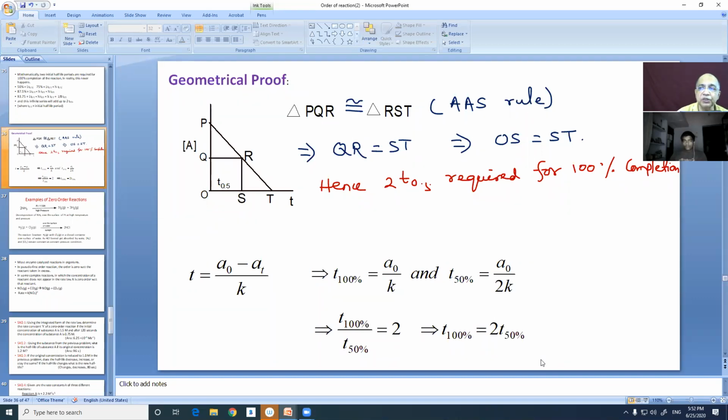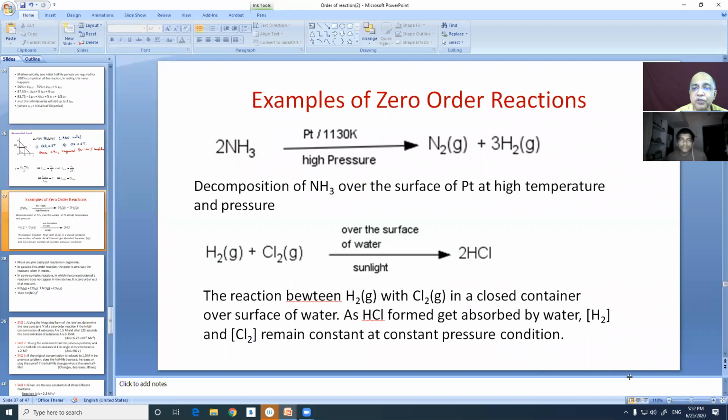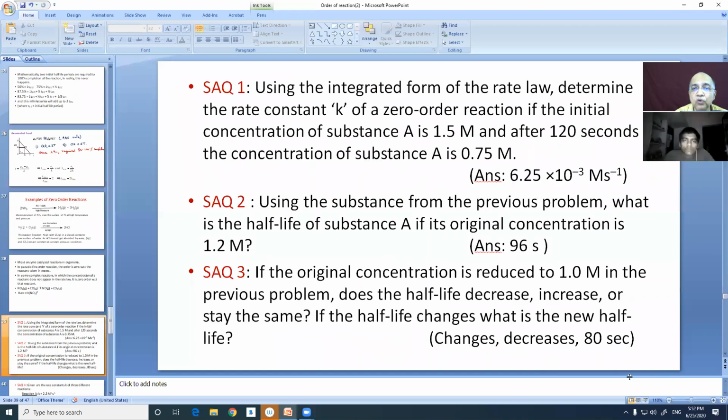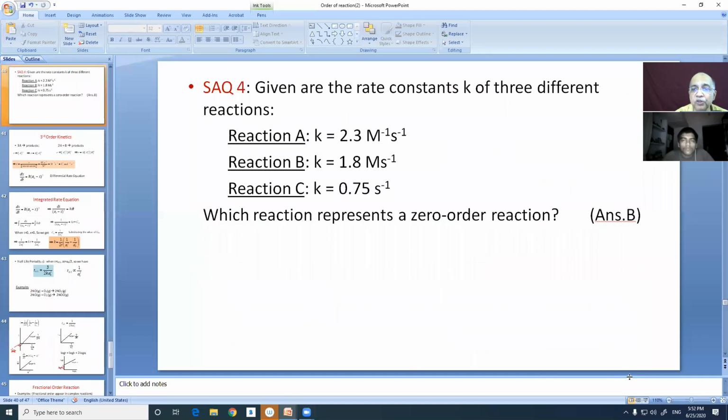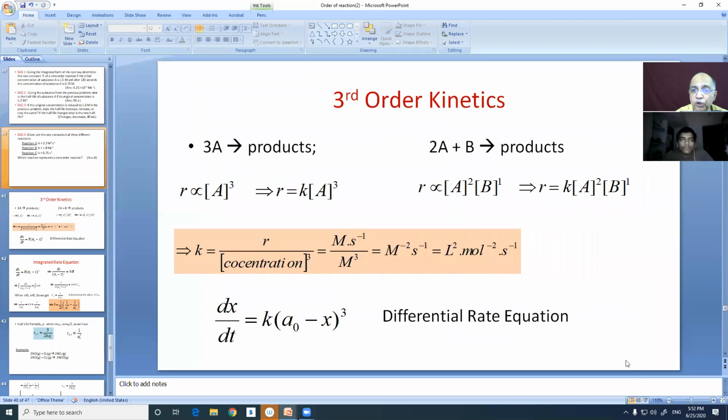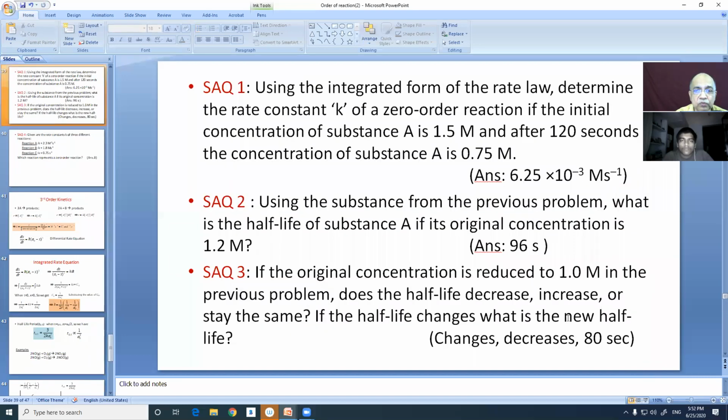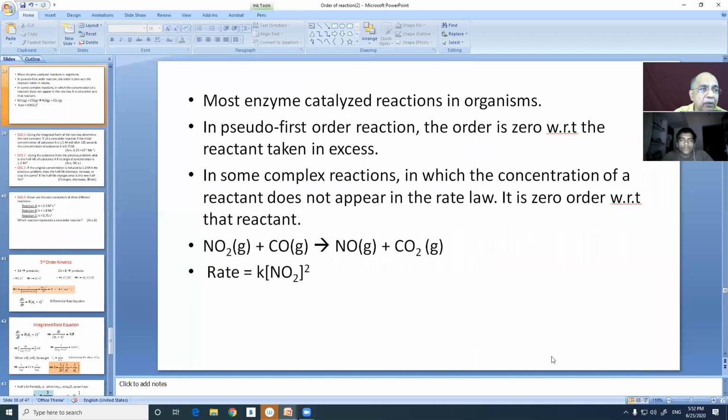You draw this. Then we'll take some more examples, and as some problems you will be solving at home, we'll give you the home task. Then third order kinetics. Second order we have already done. I'm sorry, third order, so that we'll be doing. Second order, by mistake I told, we have already done second order.